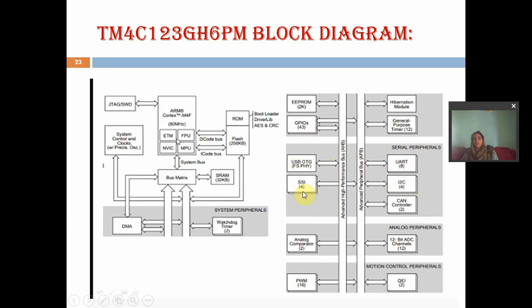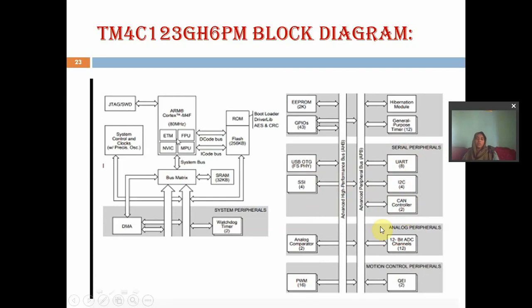SSI, 4 SSIs, synchronous serial interface, I2C, inter-integrated circuits. For the CAN controllers, controller area networks, 2. So all these 5 blocks are related to serial communication peripherals.